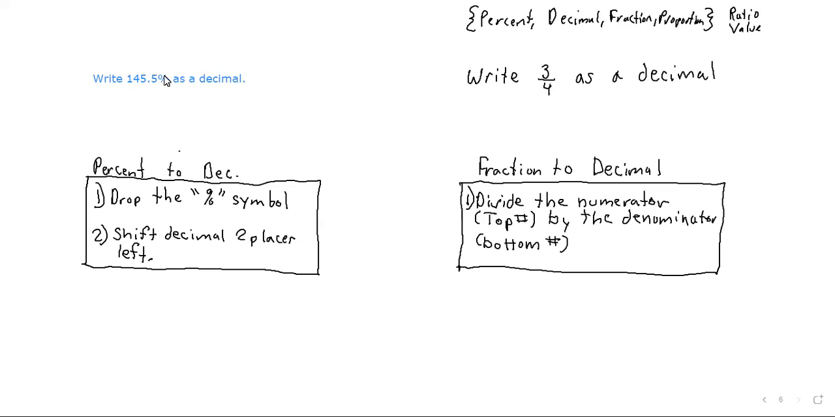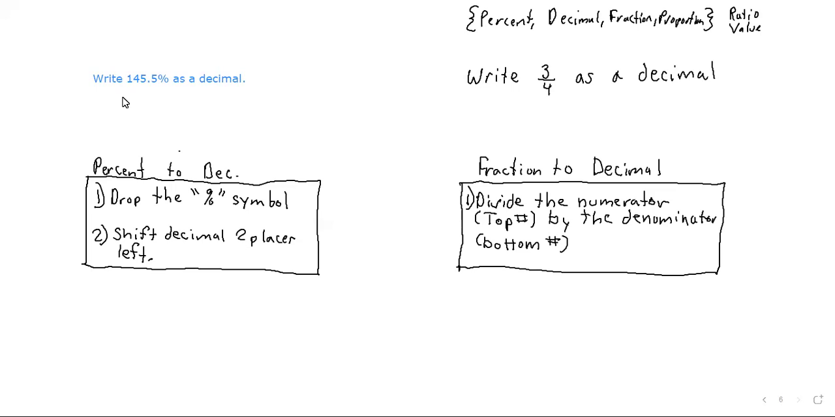So you're going to see questions like write a percent as a decimal, or write a fraction as a decimal, or write a decimal as a percent, or write a proportion as a fraction. All of these we can go back and forth through very easily. I'm going to go over two of them in this video, and then we'll go over the other two probably in another video. But for this one, let's use this example first.